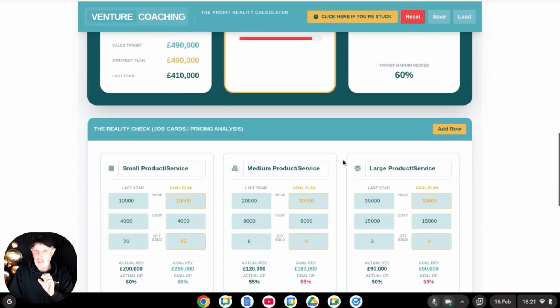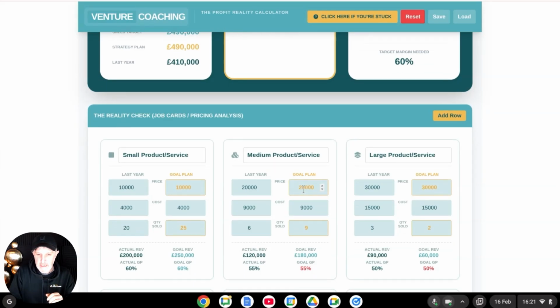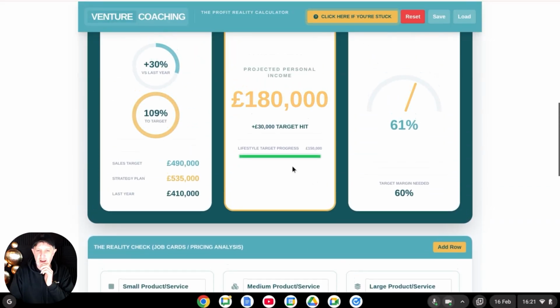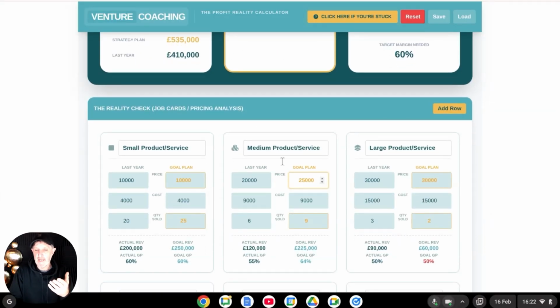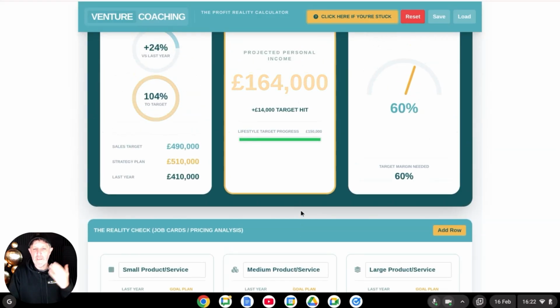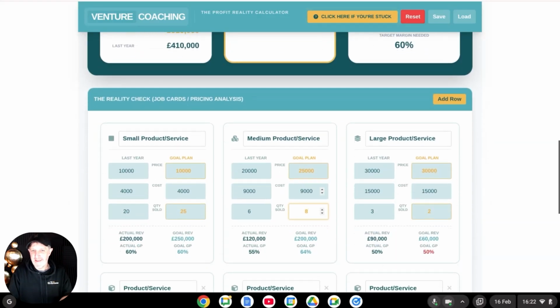Now, if I just changed one number and instead of charging that figure at 20, I increased that price to 25. Straight away, I've now exceeded target by 30,000 and my margin is now 61%. I'm 9% above target. That's a price increase. And you might say, well, I'll put the price up, but I won't sell as many. Okay, let's assume that we now only sell 8 of them. We're still hitting target. I can sell 7 of them.